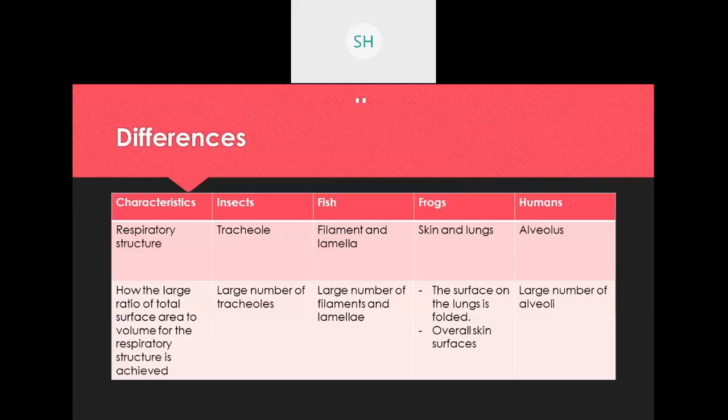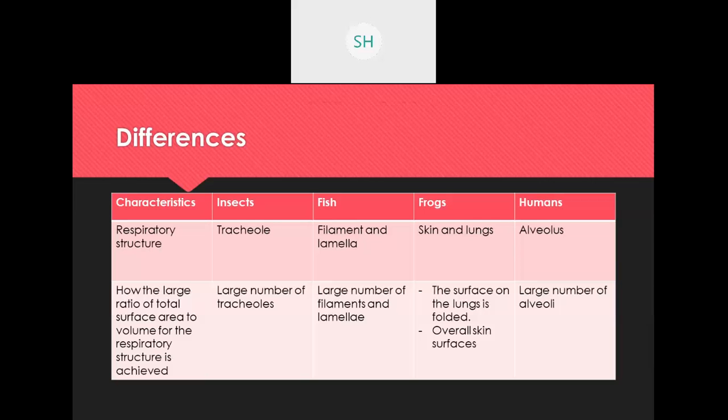Now we take a look at the differences. What are the differences of these respiratory structures? For the insect, the respiratory structure is the tracheole. For the fish, it is the filament and lamella. The frog has the skin and the lungs, and for the human it is the alveolus.